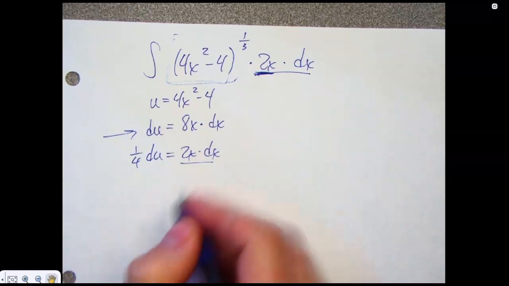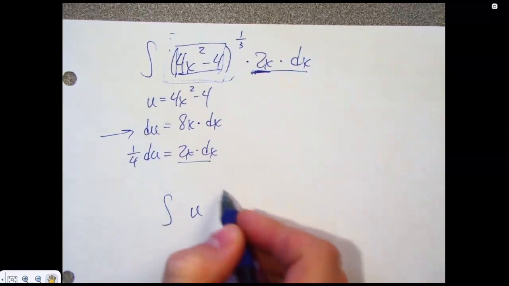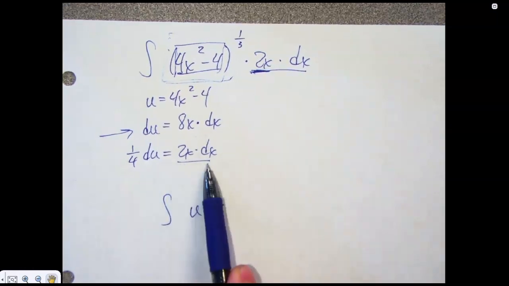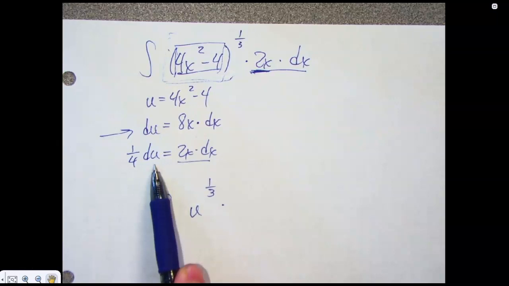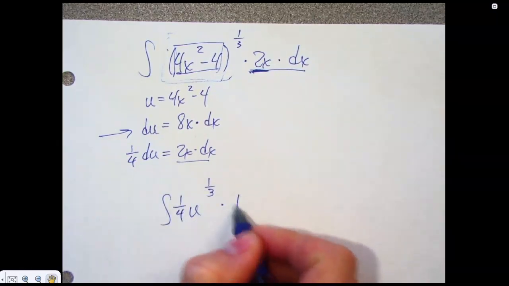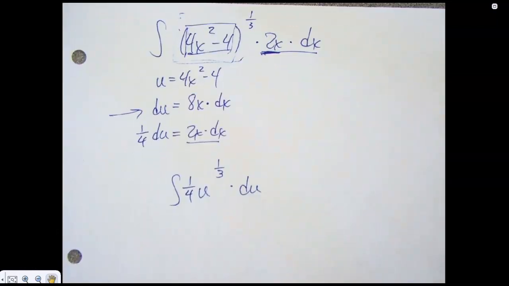So now I'm going to plug in. And in place of 4x squared minus 4, I put u, that's to the 1/3. And in place of 2x times dx, now I got to put this 1/4 du. So it's easiest, I think, to put the 1/4 out in front and the du after. Should I run through all that again? See what you got?